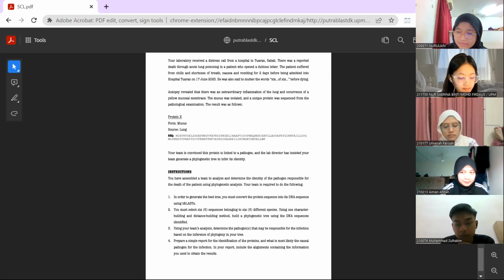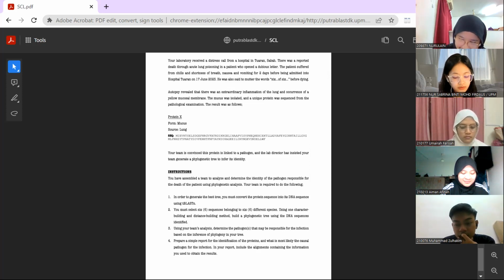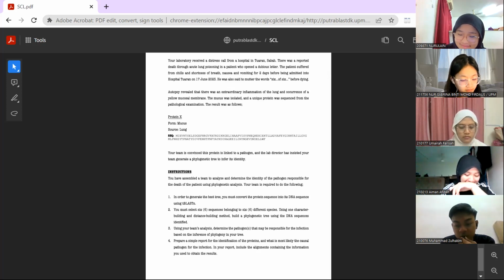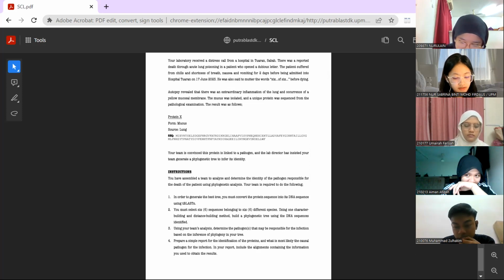Due to certain reasons, we also use the protein sequence given straight away instead of using BLASTP to search for the identical genomes. BLASTP is used to detect comparable or homologous protein sequences. A protein query sequence is compared to a protein database. We get 6 sequences from the result and use the neighbor joining method to create the phylogenetic tree. From the phylogenetic tree produced, we can conclude that Bacillus thuringiensis is the same as the sequence given in case study 4.